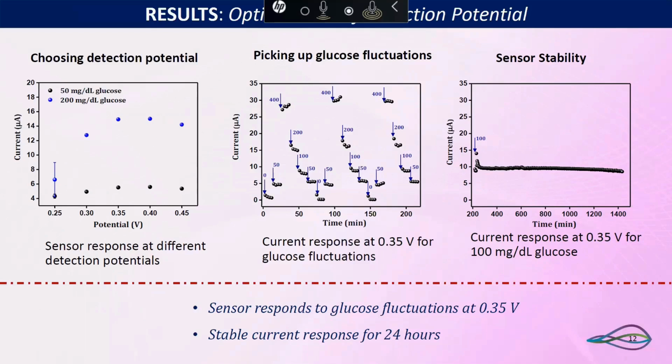We started from 0 in PBS buffer, then 450, 400 mg per dl, back to 200, 150. We repeated that around 3 times, about 3 to 4 hours of duration, to see how our sensor responded. After that, we dipped the sensor in 100 mg per dl and checked the consistency of the current values. We got very stable data for at least a day.